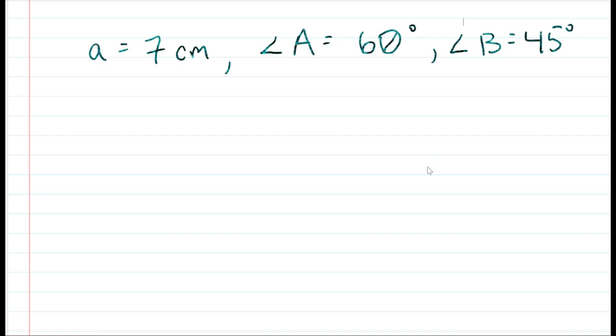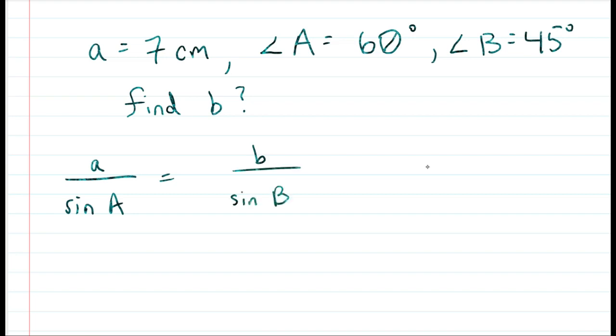We know the value of one of the sides, which we'll call side A. It is 7 centimeters. And we know the value of two angles. We'll say angle A is 60 degrees and angle B is 45 degrees. So maybe in this example, we're asked to find B. All right, so by the law of sines, we know A over sine A is equal to B over sine B.